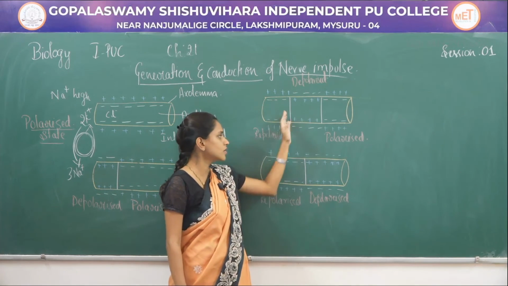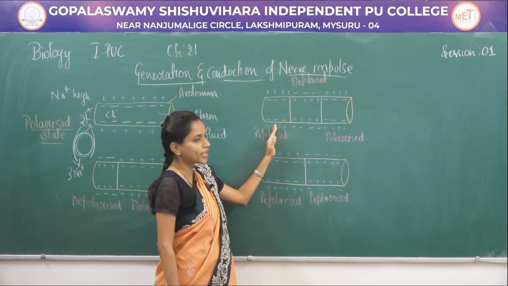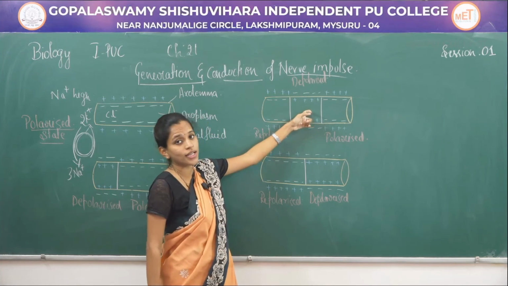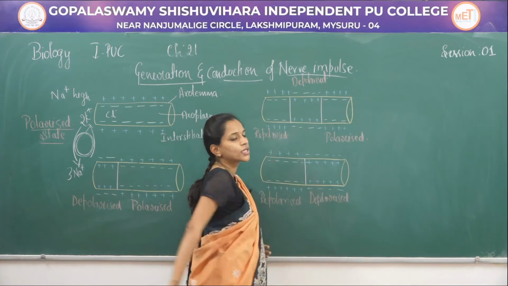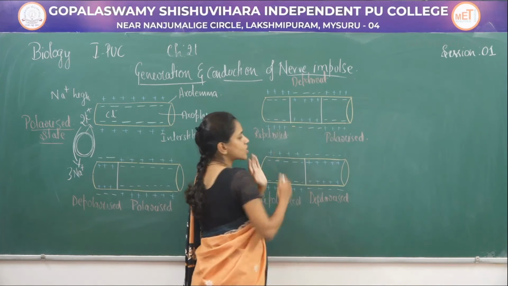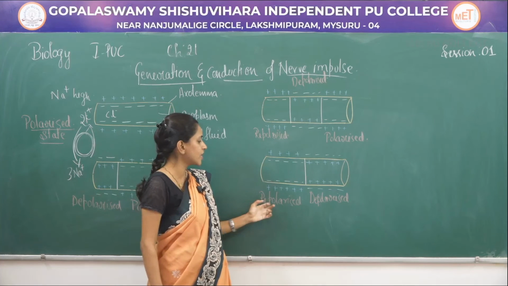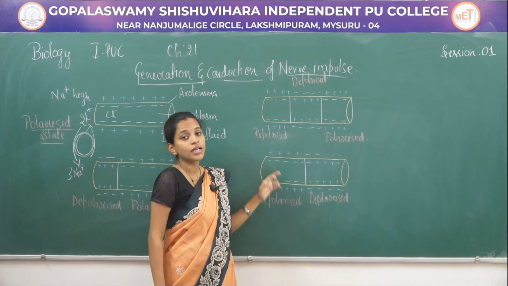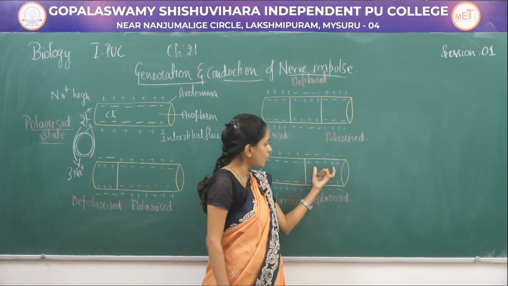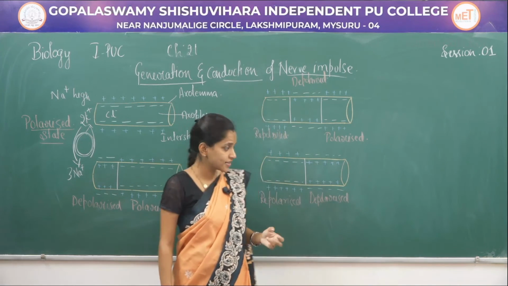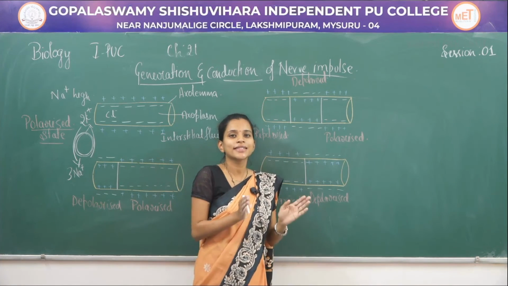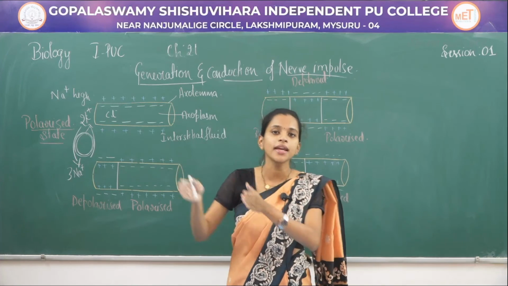Now when it comes to the next stage, the repolarized part remains the same, the depolarized part becomes repolarized, and the polarized part becomes depolarized. So here the 2 sets or 2 forms will get converted into repolarized form, giving negative charge within and positive charge outside, and the polarized state now becomes depolarized, giving positive charge inside and negative charge outside. That is how the conduction takes place part by part.